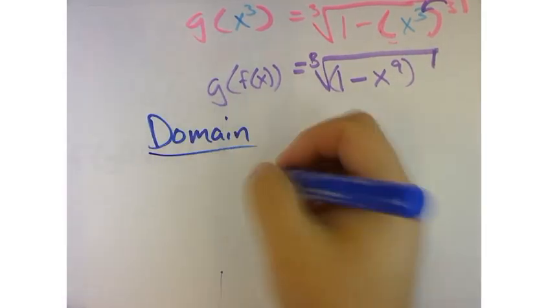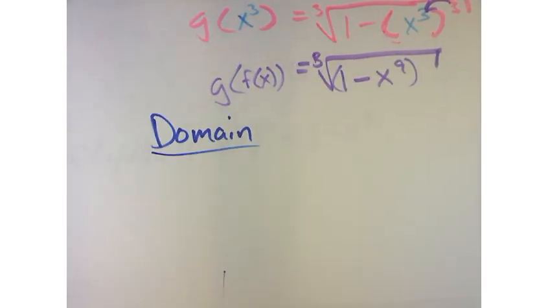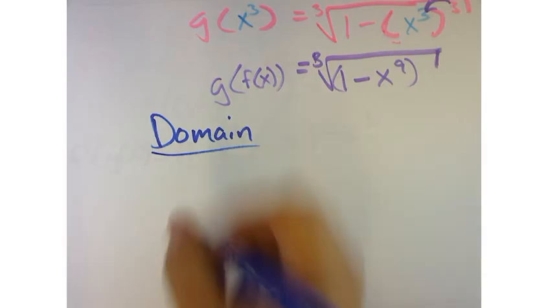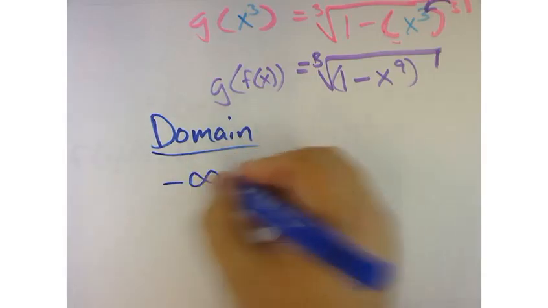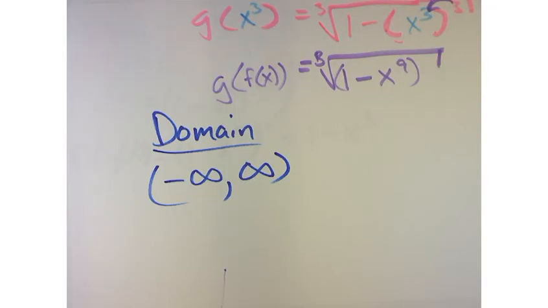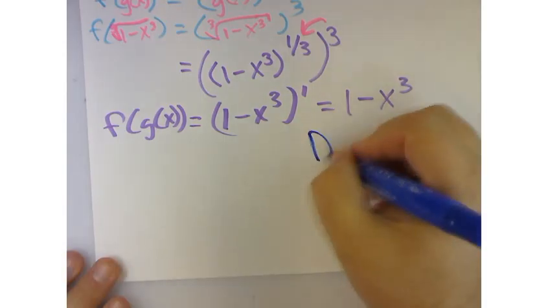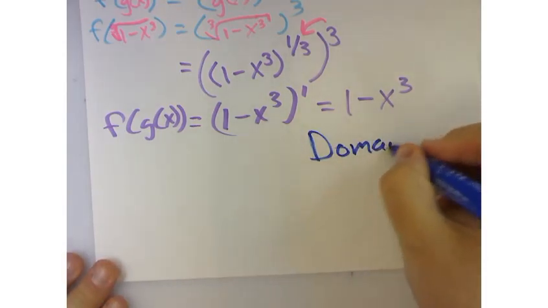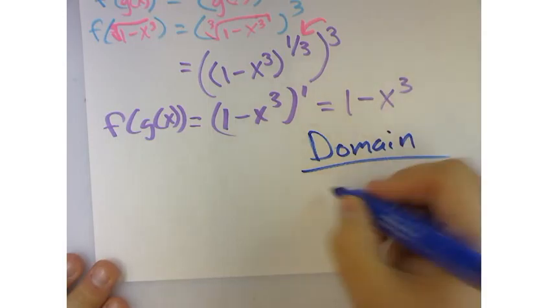So the domain, what are the restrictions on this? What are the restrictions on odd roots? There aren't any. So this is all real numbers. Let's go back and revisit the other one, okay? What are the restrictions on the domain on this thing here? There aren't any, so it's all real numbers, right?